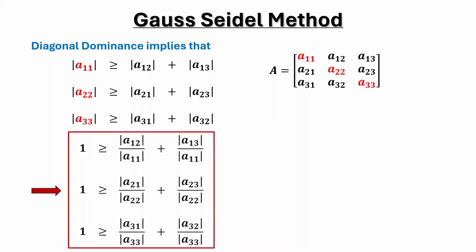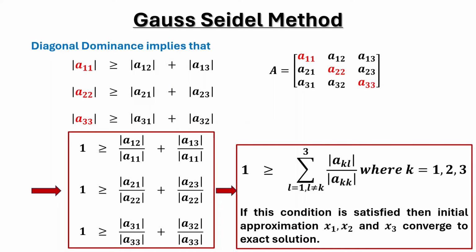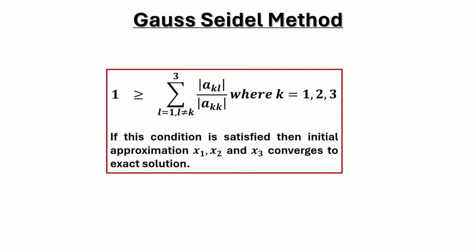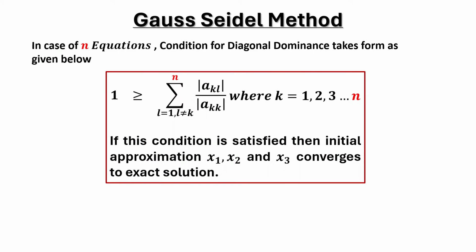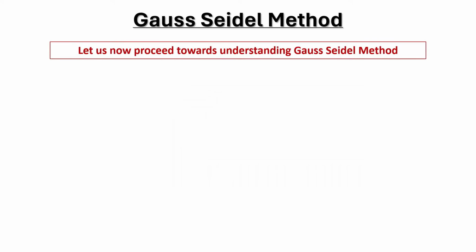Above condition can be rewritten as: if this condition is satisfied, then initial approximation x1, x2, and x3 converge to exact solution. In case of n equations, condition for diagonal dominance takes form as given below. Let us now proceed towards understanding Gauss Seidel method.